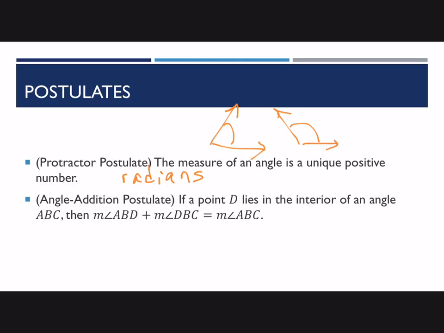The angle addition postulate says that if a point D lies in the interior of an angle, which we do need to define, the interior of an angle ABC, then the measure of angle ABD plus DBC is the measure of ABC. Okay, so let me draw this one.